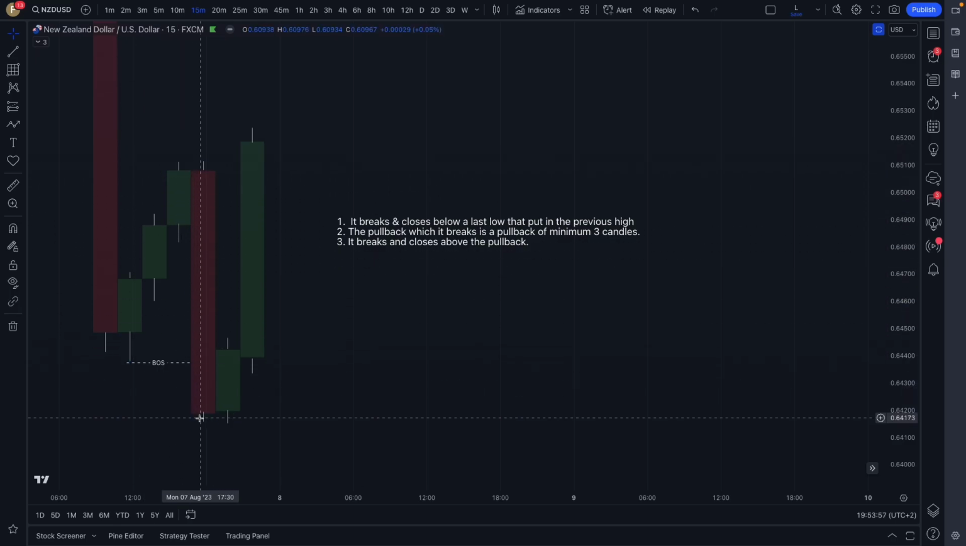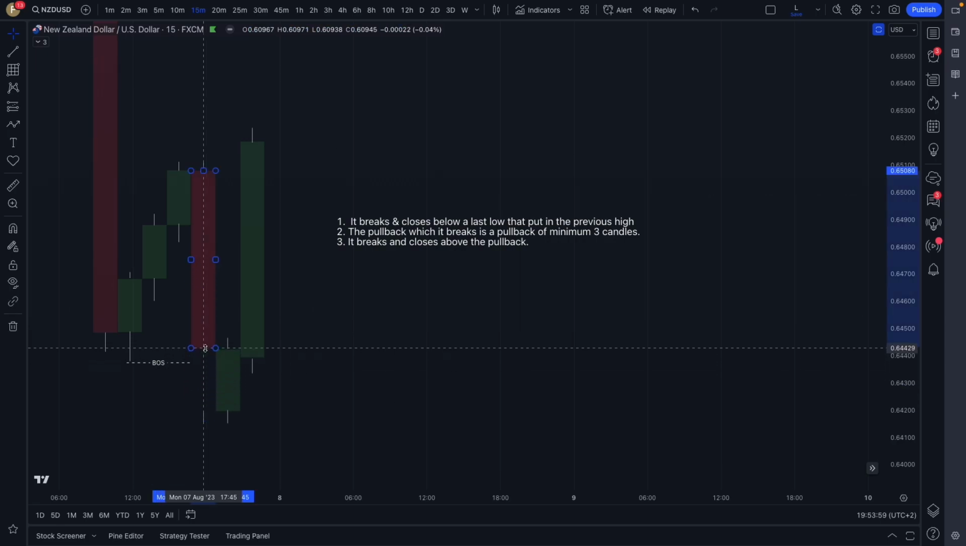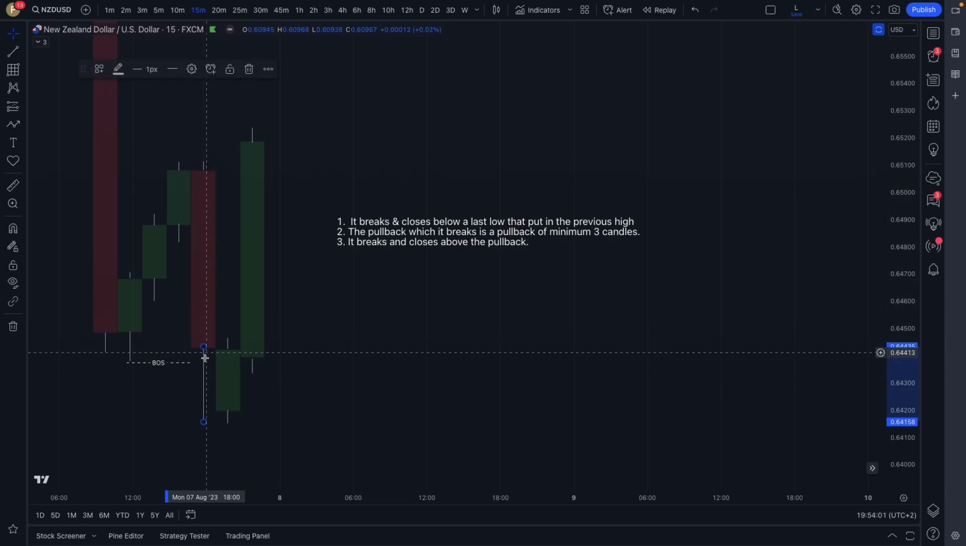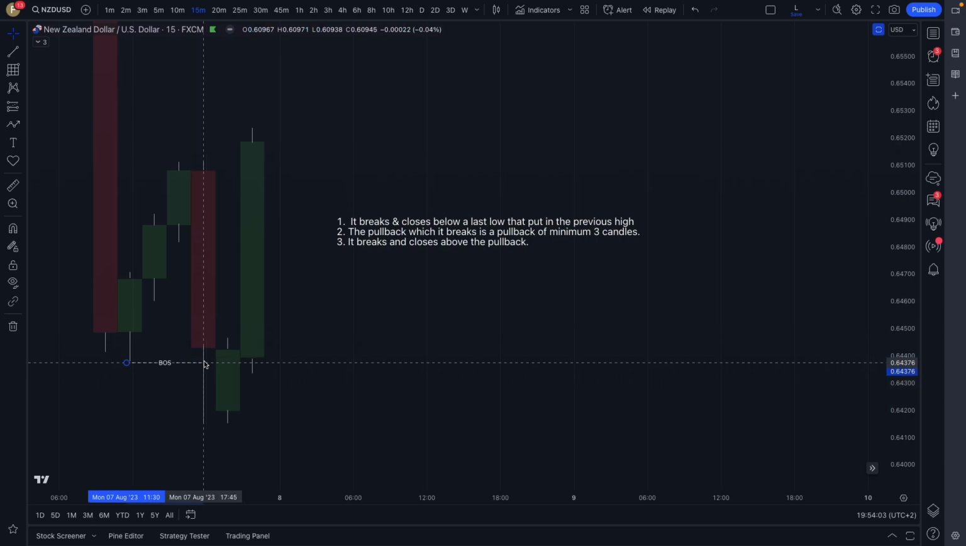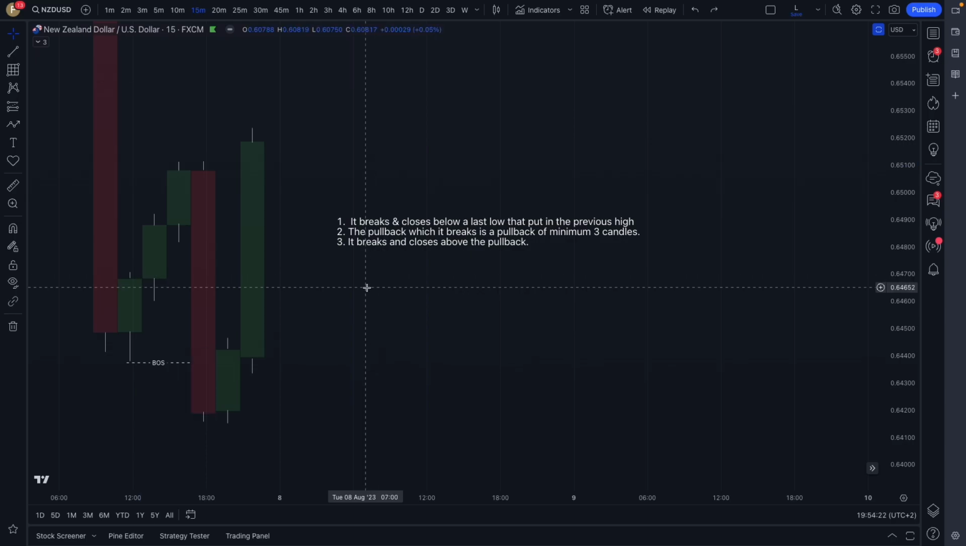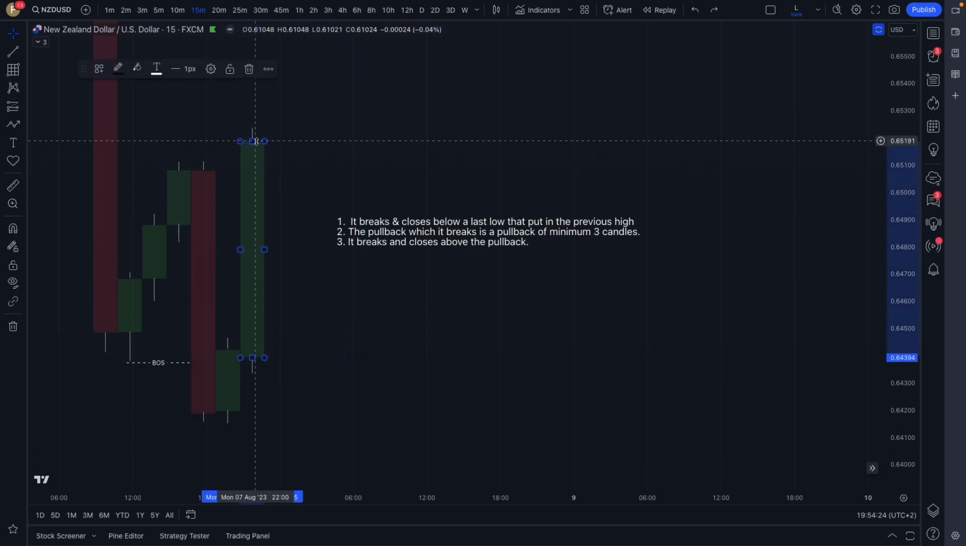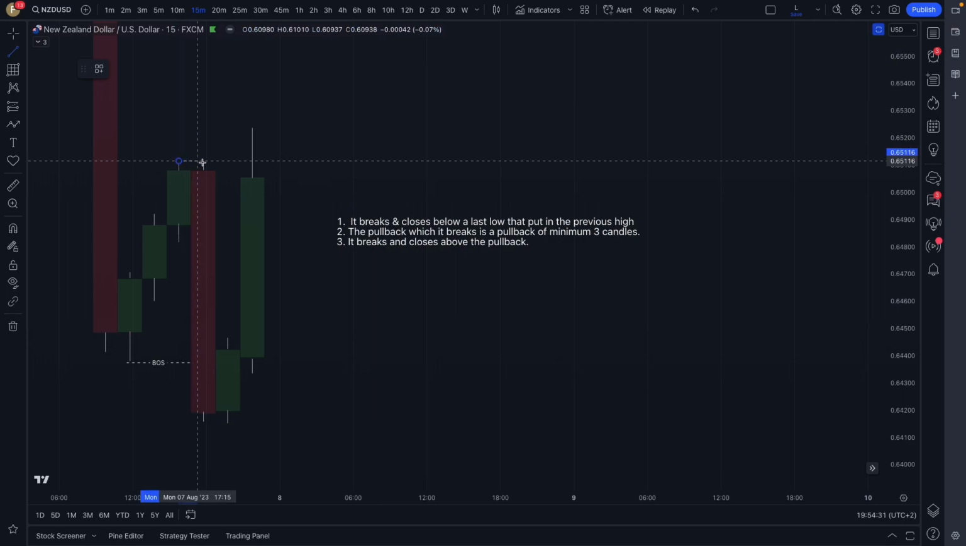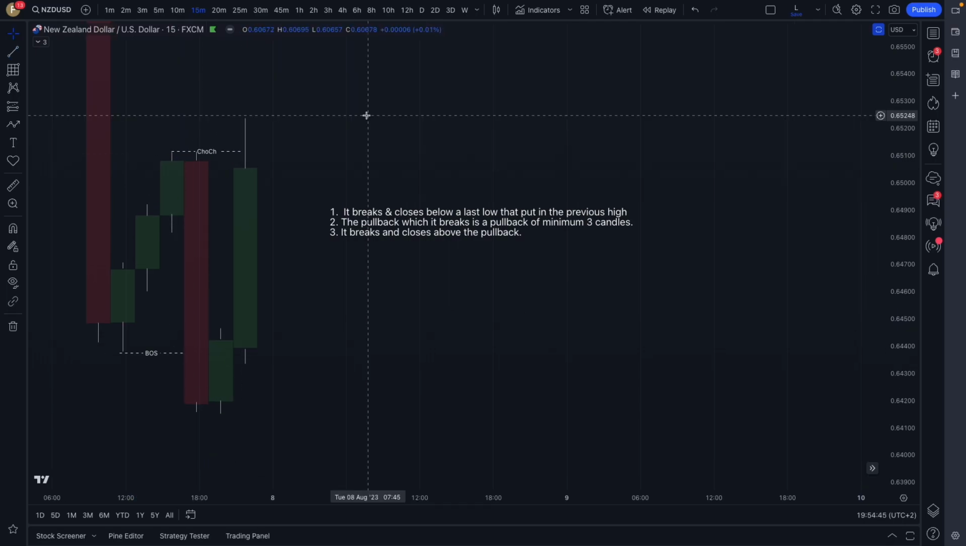When we see anything like this happening, it makes this change of character invalid. This is not a valid change of character because this might as well just be a liquidation. And the same thing is true right here. So when we see anything like this happening, it's also not a valid change of character because this is what we call a liquidation.